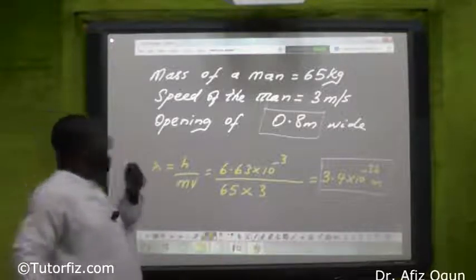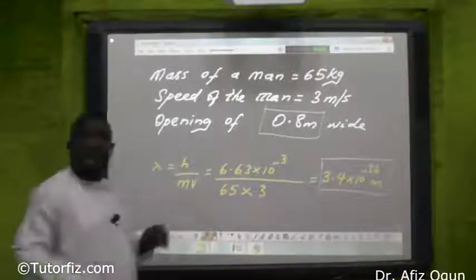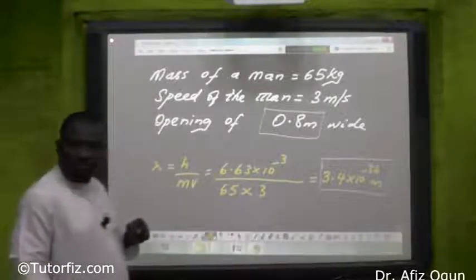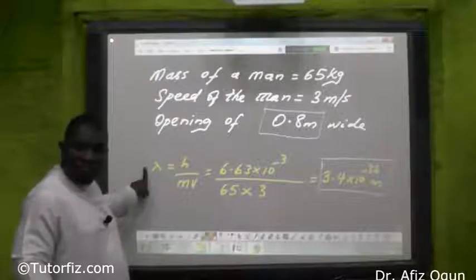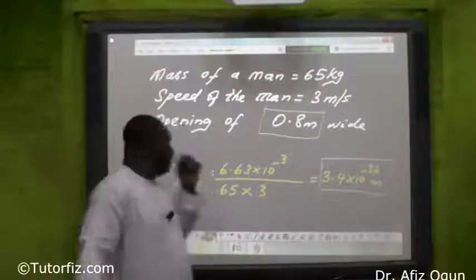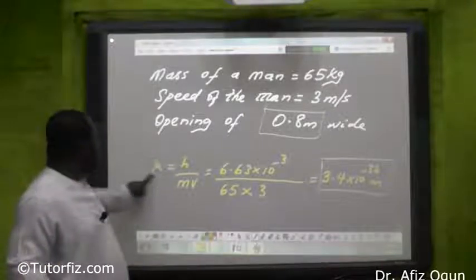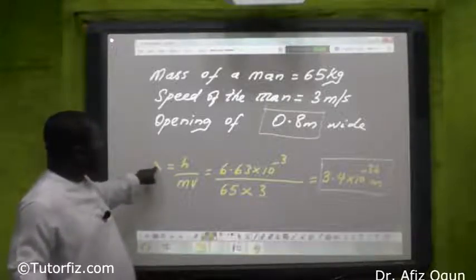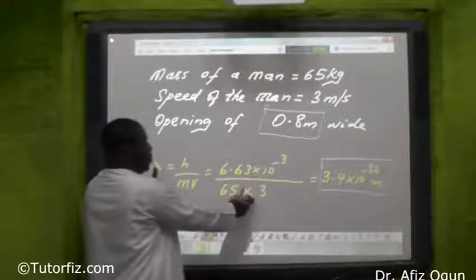That means we either need to decrease this gap so much to fit this wavelength, or we increase this wavelength so much to fit the gap. Let's do one of these now. And if we are going to decrease this wavelength so much, or increase this wavelength so much to fit into this gap, that means we have to.